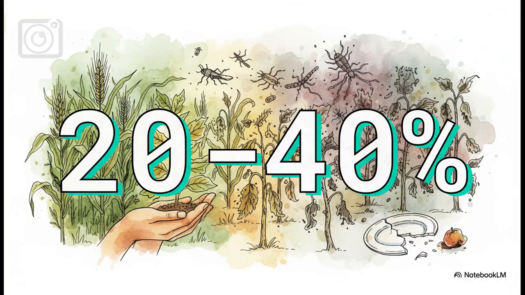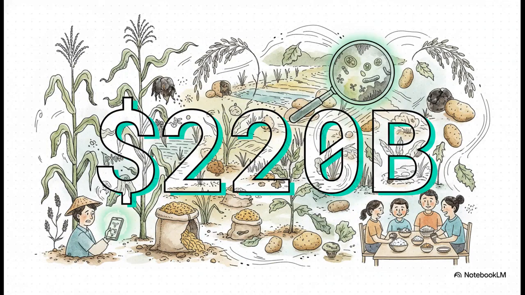Tragically, every single year, even as global demand climbs, we're currently losing between 20 and 40% of our global crop yields to undetected pests and plant diseases. Just think about that for a second. Up to 40% of the food we try to grow is wiped out before it even has a chance to reach a plate. And that translates to a staggering $220 billion annual economic hit.